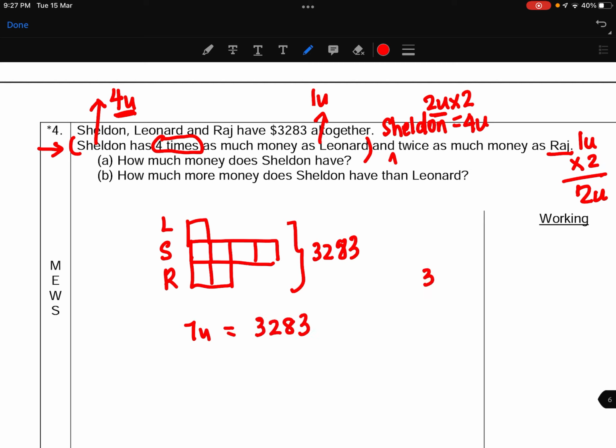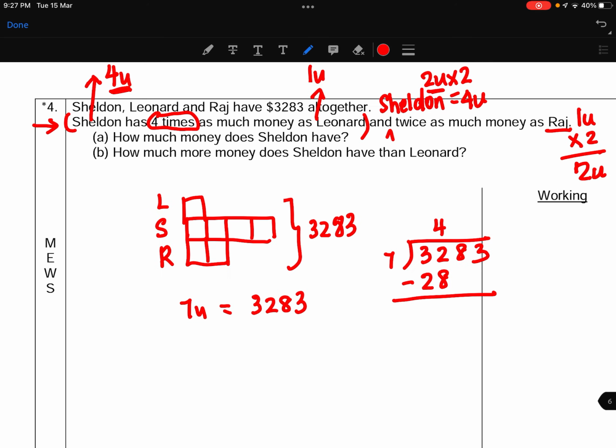Some of you might be asking, why am I not putting the dollar sign? At this point, when I'm doing the working, it is okay not to put the dollar sign. If you put it at the end, it will be okay. They will not minus half a mark for units, because it's okay not to have units when you are doing your working, as long as the final answer is good.